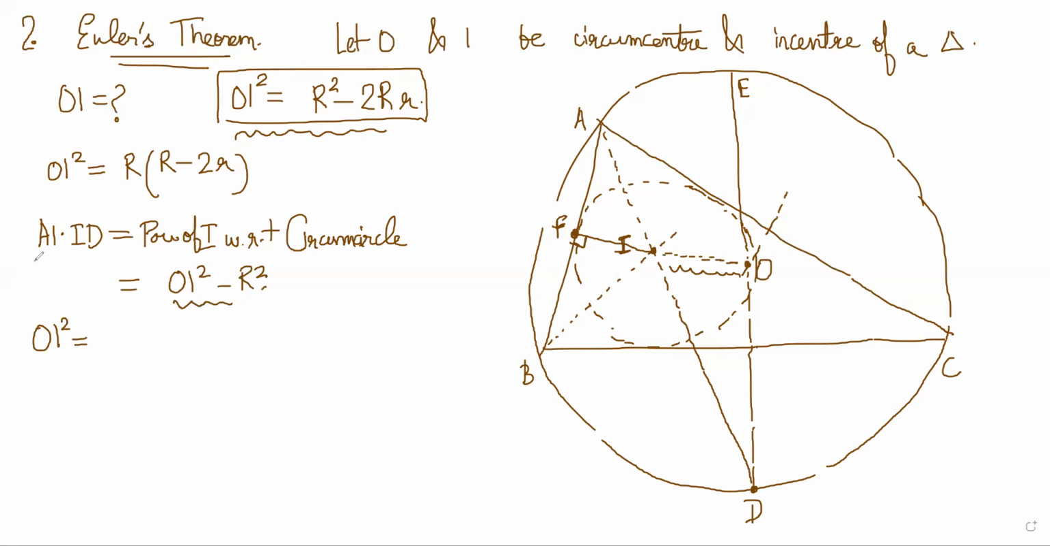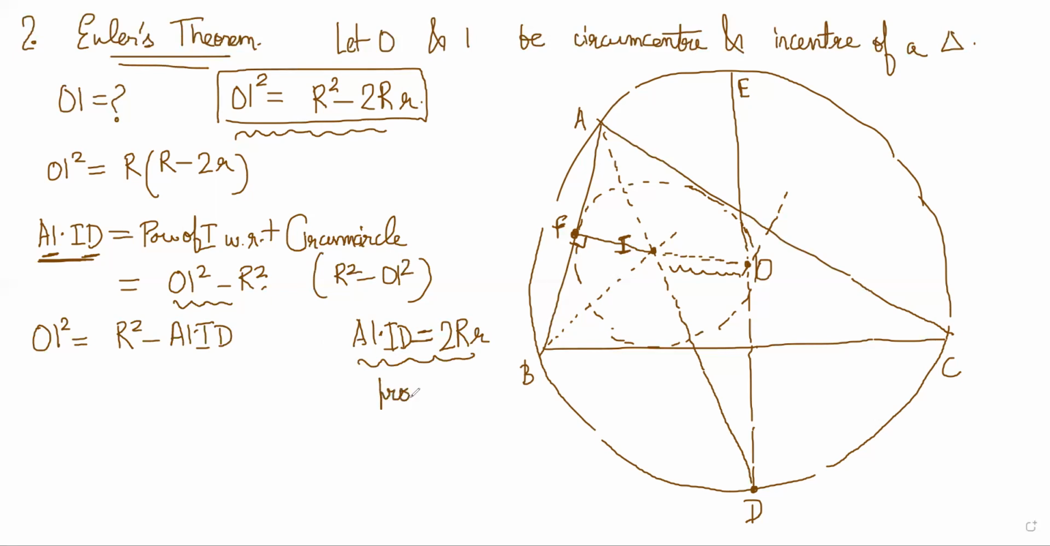Actually, if I notice that this distance will be positive, length into length, I have to write this as R square minus OI square, no? Because I is inside the circumcircle, right? So all I need to show is that OI square is equal to R square minus AI into ID. I need to prove that AI into ID is 2R into r, right? This is what I have to prove. Then I would get OI square equal to this, right?